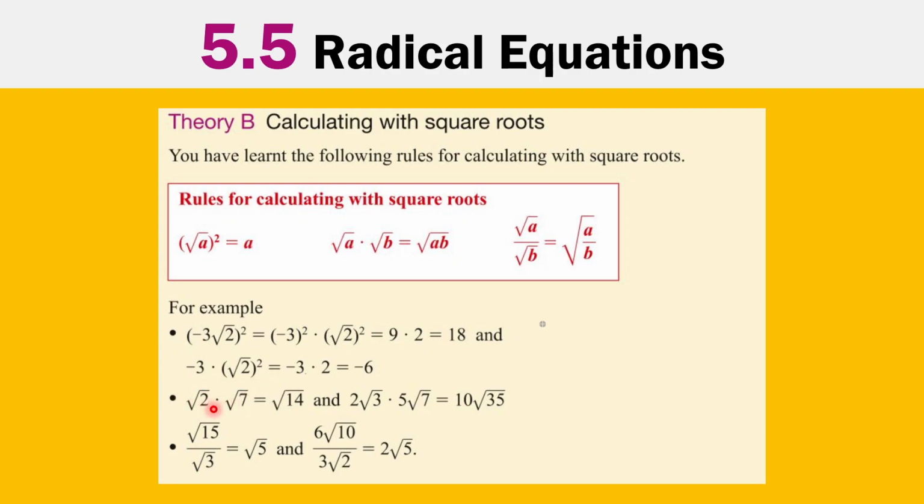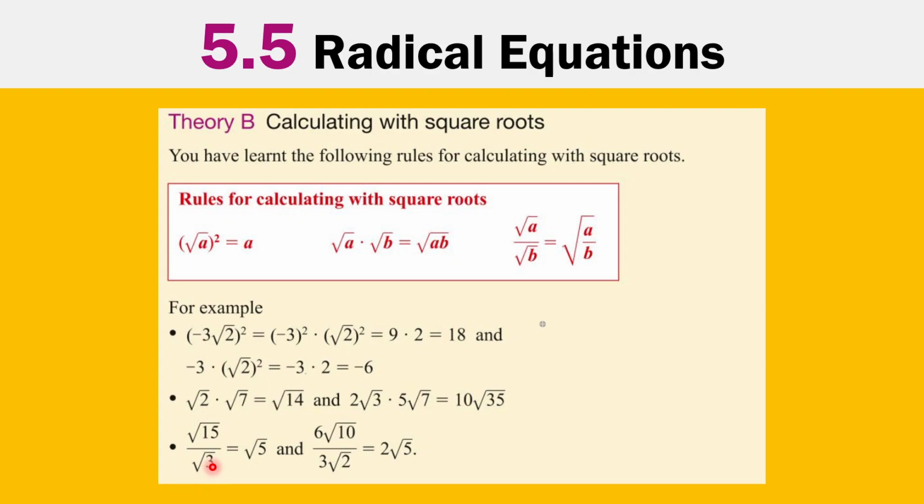Things like this: root 2 times root 7 is root 14. 2 root 3 times 5 root 7: multiply the numbers in front of the roots, 2 times 5, and multiply the numbers inside the root, 3 times 7, and they say it's 35. I think this is an error, right? Because 3 times 7 certainly is not 35. The book contains a lot of, well, mostly translation errors in this paragraph, but this is quite frankly just a mathematical error. 2 times 5 is 10. 3 times 7 is not 35. It's going to be 21 inside of this root here.